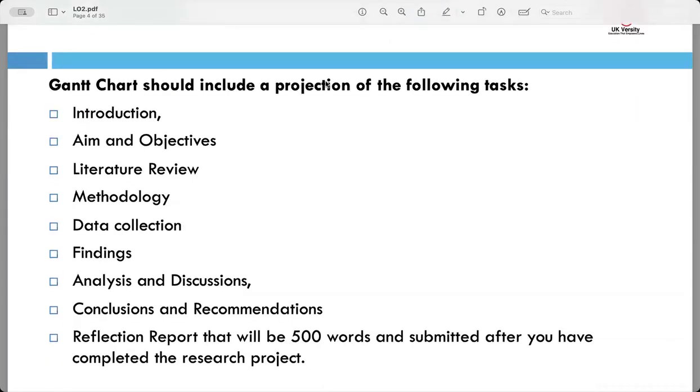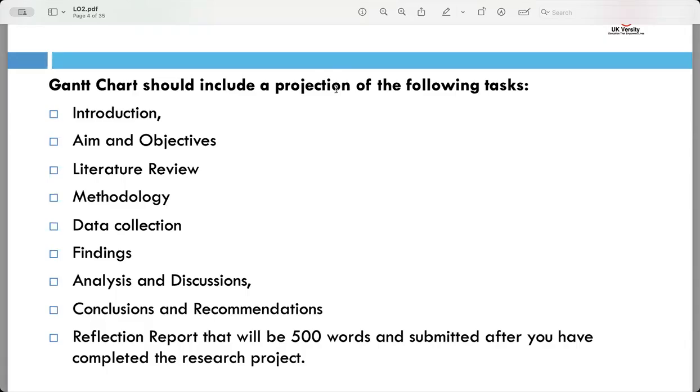Next are Gantt charts. We discussed them yesterday as well. Planning your project timelines: here we focus on creating your Gantt chart, which is a visual project timeline and helps you organize and manage each part of your research. Your chart should show when you plan to complete key tasks, starting from your introduction all the way to your final reflection report. Here you can see what your Gantt chart must include.